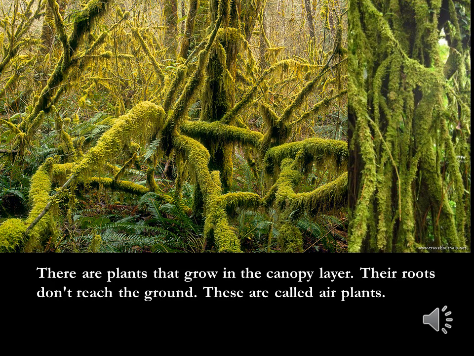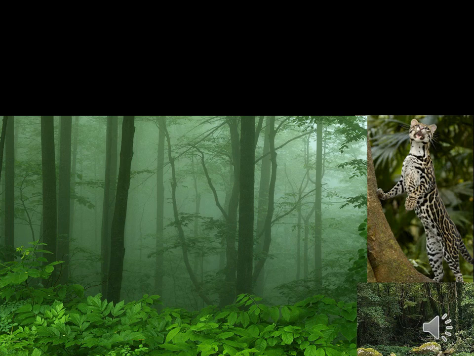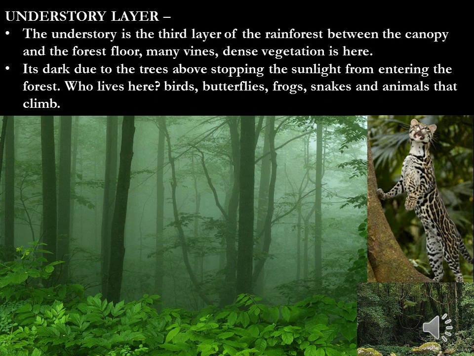There's one amazing thing that we find at the canopy layer. There are plants that grow in the canopy layer. Their roots don't reach the ground. These are called air plants. Can you see them in the picture? Isn't it interesting?